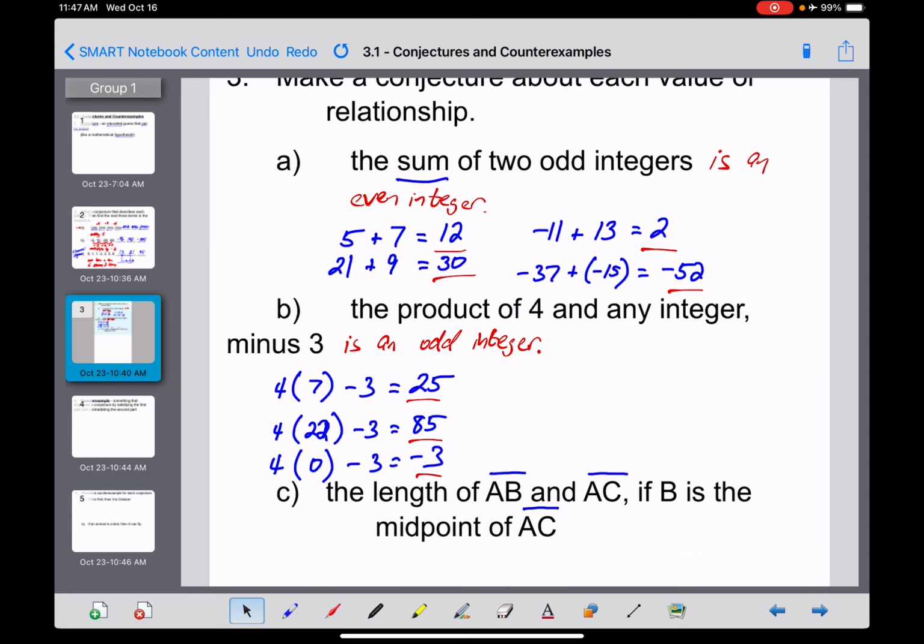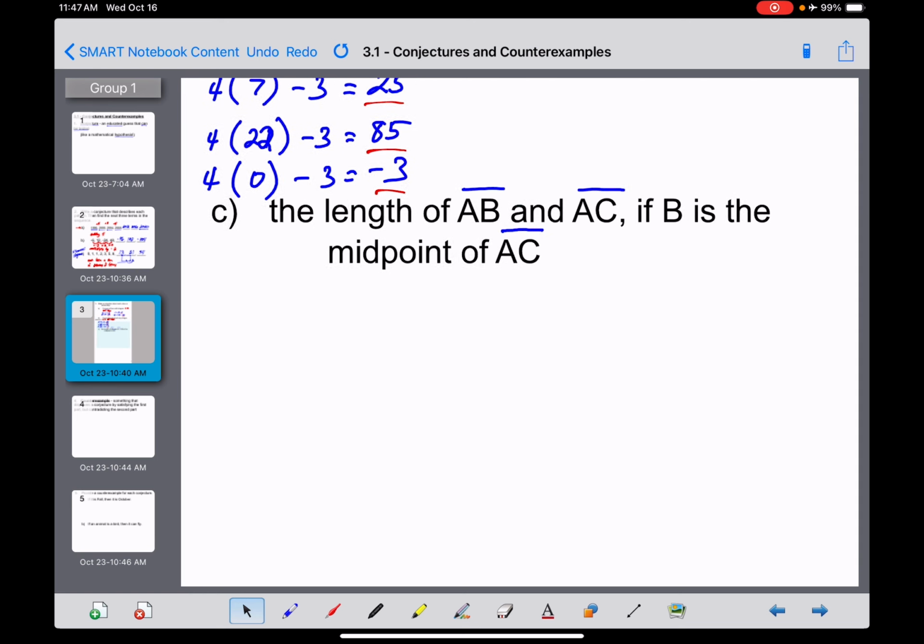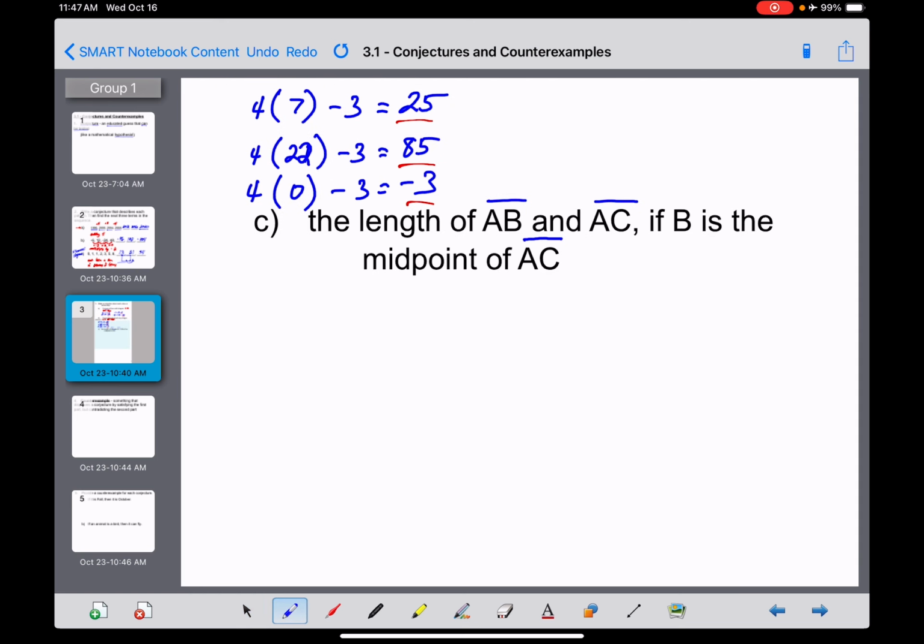And then C, we actually get a little bit geometric here for the first time in a while. They want us to make a conjecture about the length of line segment AB and line segment AC if B is the midpoint of segment AC. Well, we've seen enough problems like this so far this year, I hope, to know that the tricky thing about a problem like this is that it's all text, and it's hard to figure out exactly what's going on if we don't have a diagram.